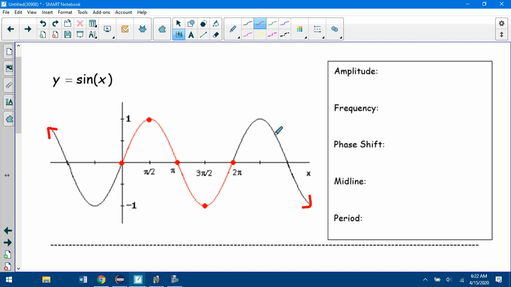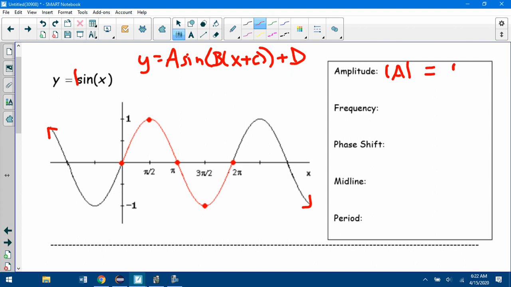Now again, I'm just going to write y equals a sine of b x plus c plus d, just so you have it to reference. Amplitude, I said, was the absolute value of a. So for y equals sine of x, what number's out front here? You can always think of it as 1 sine of x. So the amplitude for the sine graph is 1.